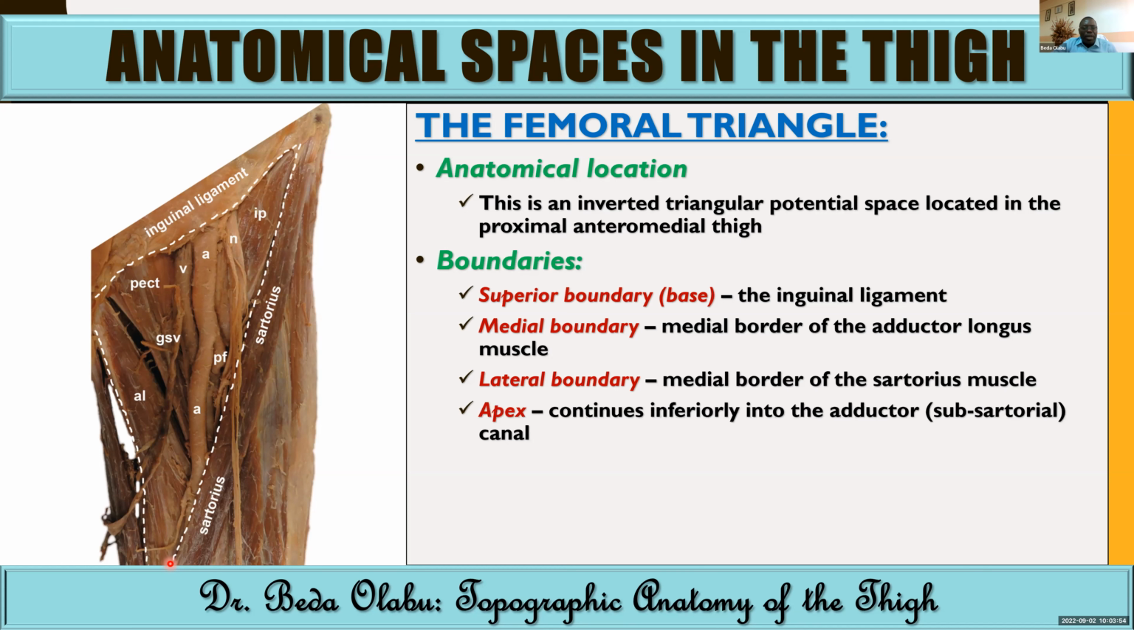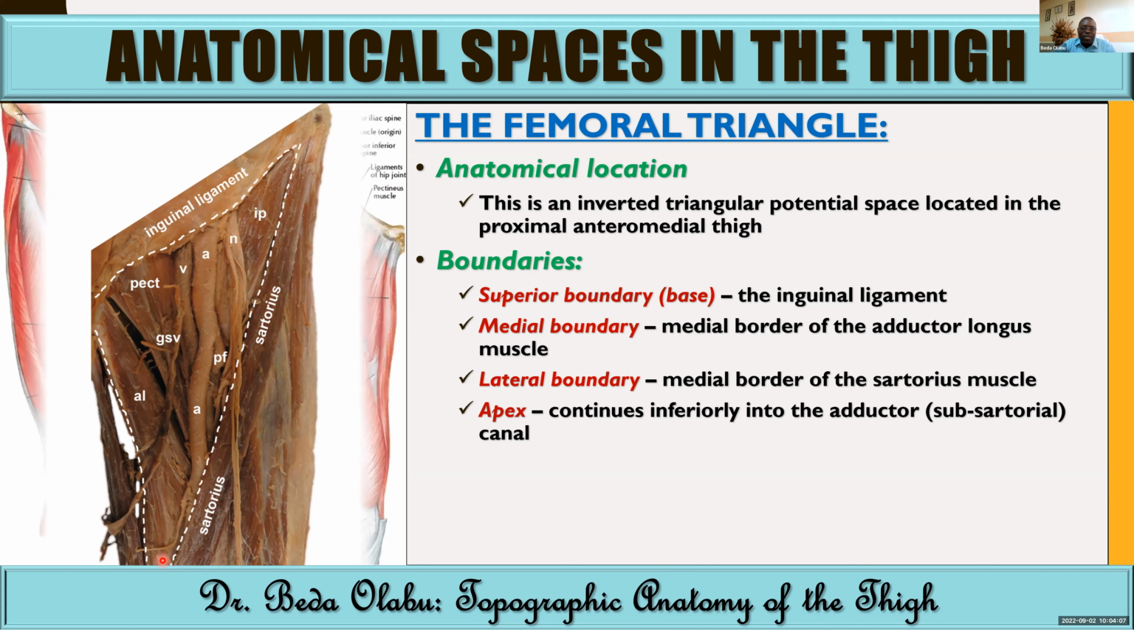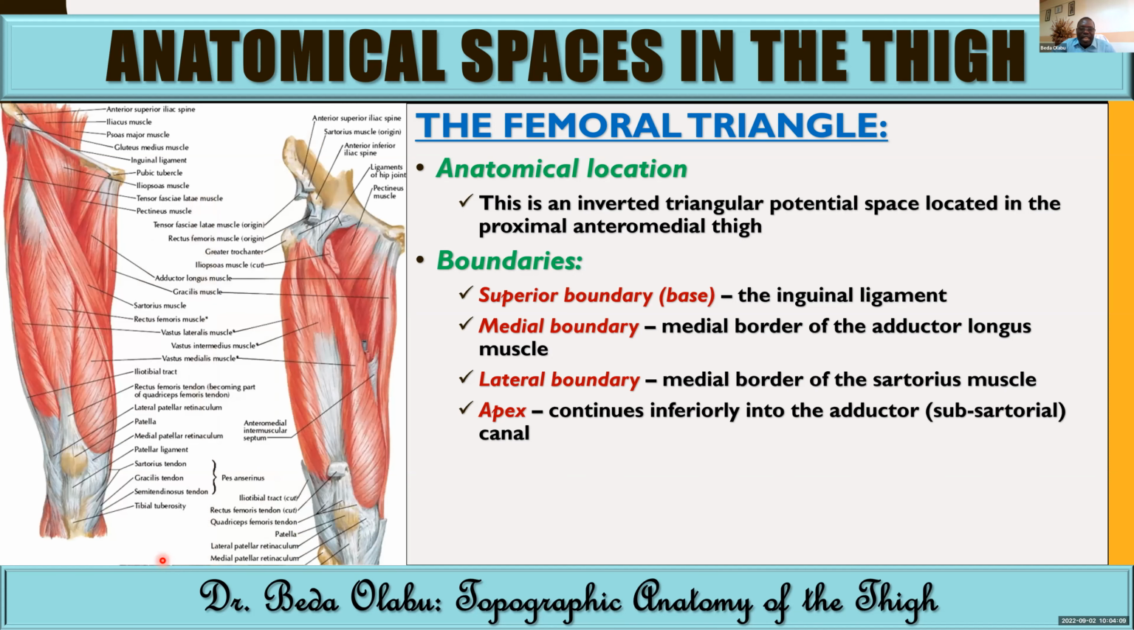How about the apex? So the apex is down here. The apex is the union of the medial and the lateral borders. The apex of the femoral triangle continues into another space, which we call the adductor canal. So if this is the lateral border, that's the medial border, they meet somewhere here. And so this is the apex of the femoral triangle, which continues into what we call the adductor canal. This one here is the adductor canal. We'll talk about it shortly.